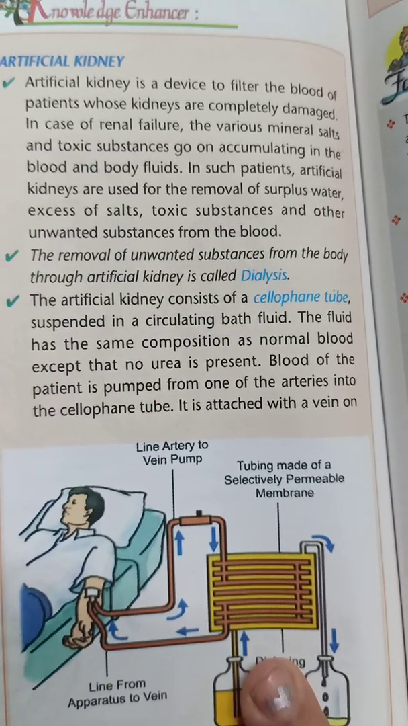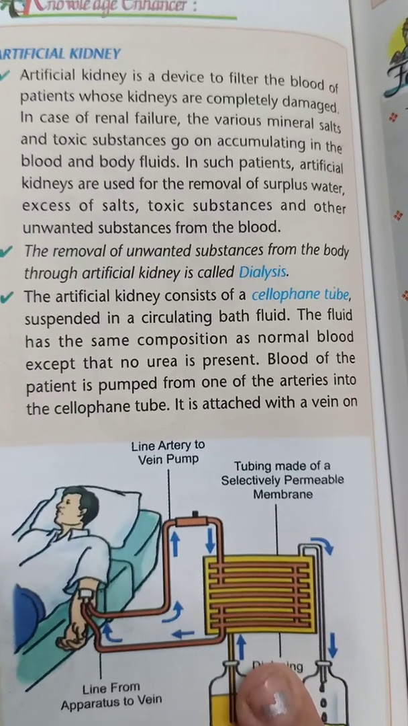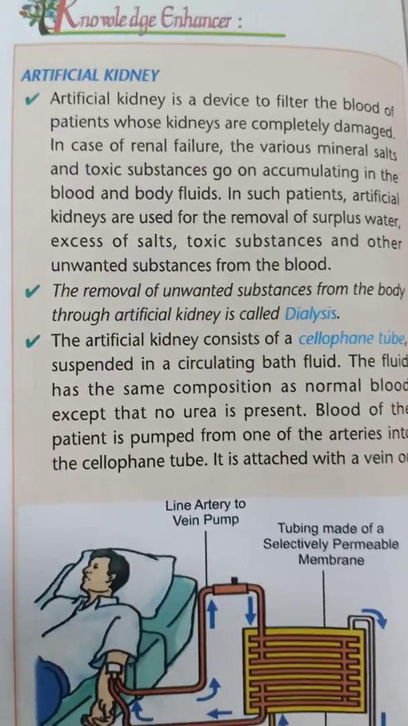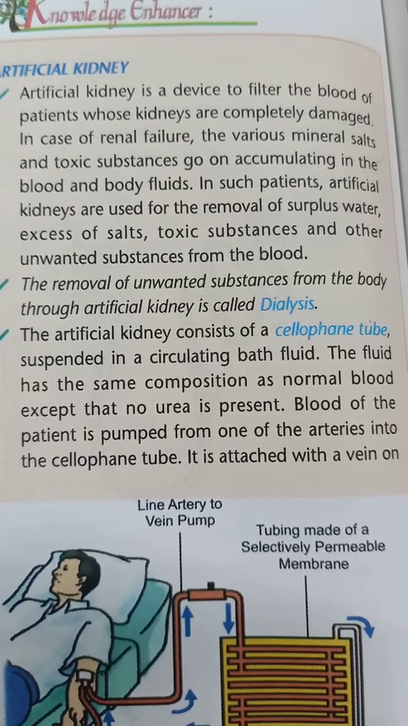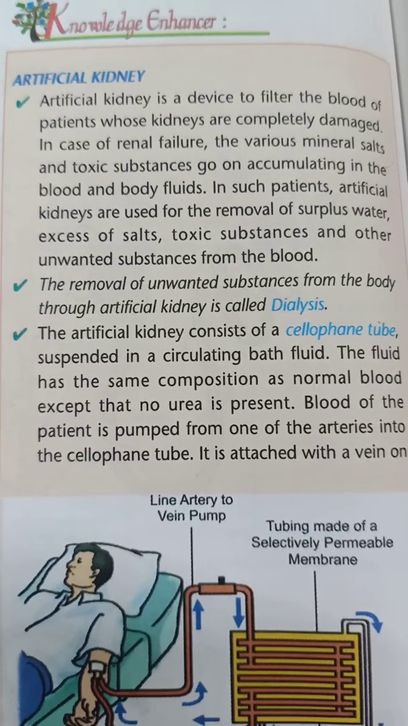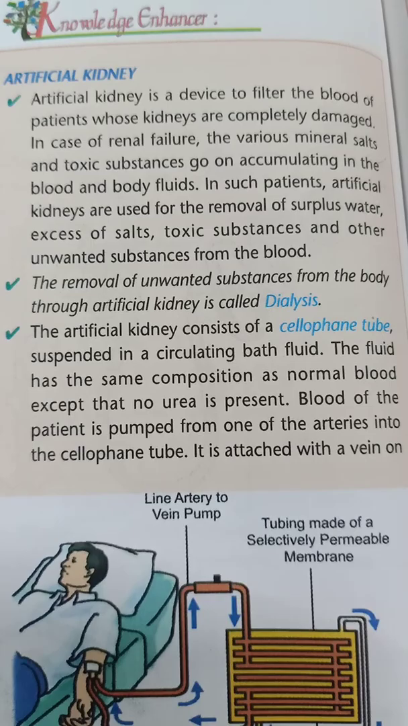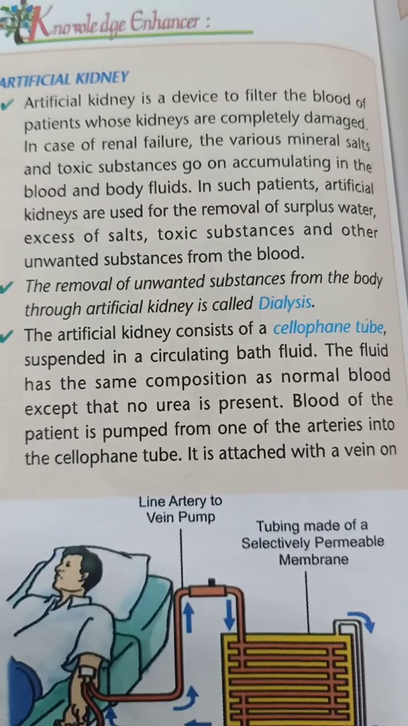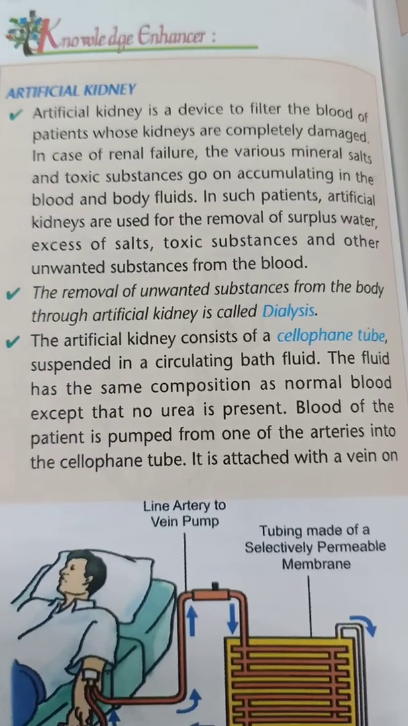properly. In case of renal failure, the various mineral salts and toxic substances go on accumulating in the blood and body fluids. In such patients, artificial kidneys are used for the removal of surplus water, excess salts, toxic substances, and other unwanted substances from the blood. Now, the removal of unwanted substances from the body through the artificial kidney is called dialysis.